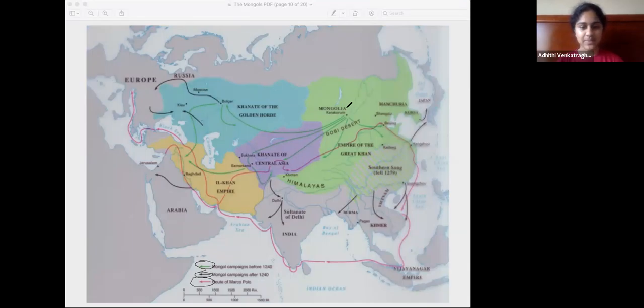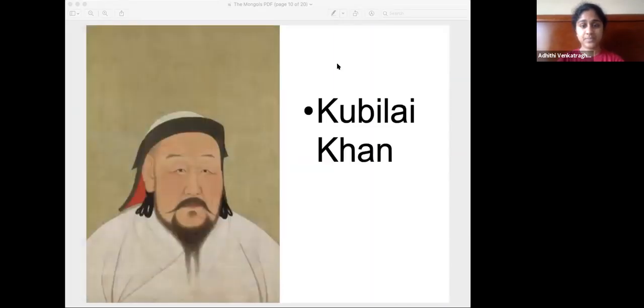As you can see, they start here in the capital, Mongolia, Karakoram. They move into the Himalayas, into the Ilkhan Empire, the Middle Eastern area, and move into Moscow, Bulgar, Kiev. They go down to the Southern Song Dynasty on occasion. They move upwards into Japan. They move into Eastern Europe. They move into Arabia, sometimes Africa, and go down to Delhi, Burma, and Khmer. This is a picture of Kublai Khan.